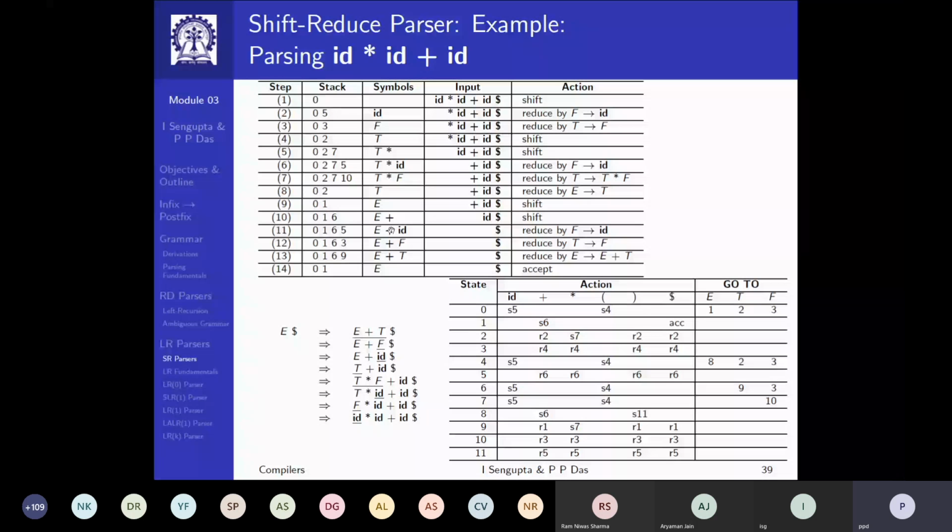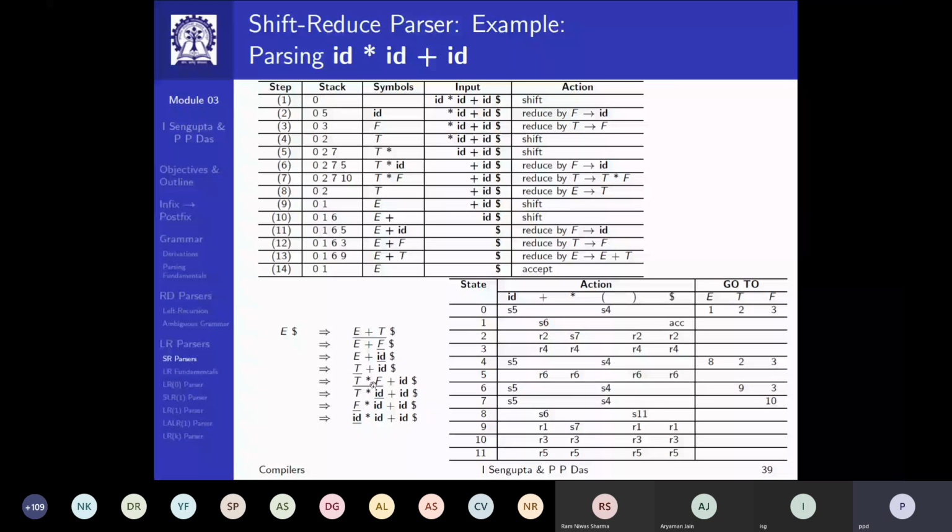Then again in 10, I have plus. 10 plus is R3. What is R3? R3 is T produces T star F. I have T star F on the right hand side. I'm here, T star F for the right hand side. So I have to remove that right hand side and put in the left hand side.